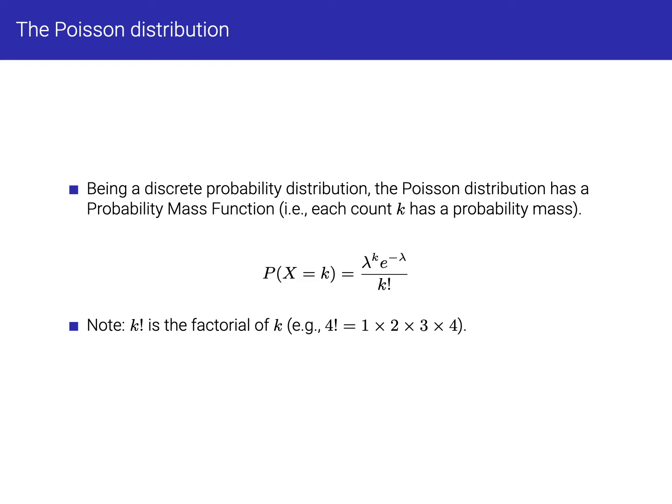So let's say that we want to predict a given count, and we're going to call this count K. We apply this formula to get the probability of observing a count equal to K. And by the way, K with an exclamation point is what we call the factorial of K. So let's say that K is 4. It's 1 times 2 times 3 times 4.